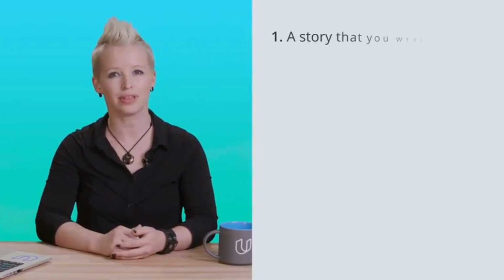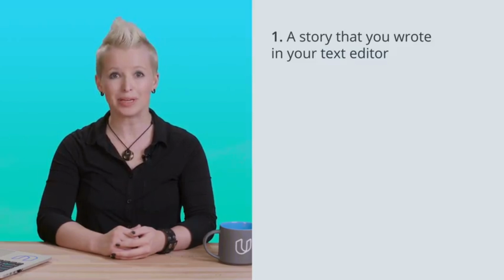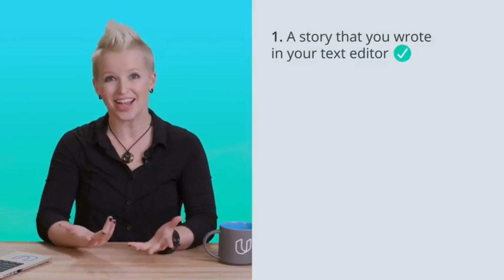This quiz asked you which of 5 kinds of files were made of text. The first is a story that you wrote in the Atom editor. If you write a story in Atom, it will be in plain text, so that's correct.